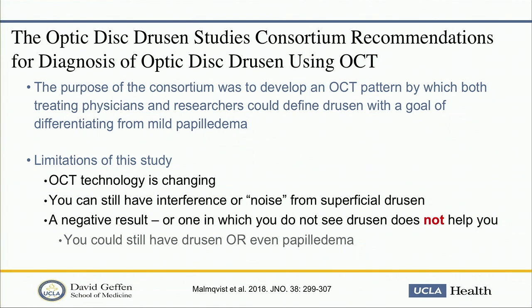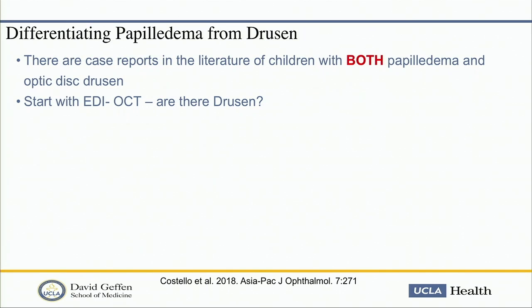So when we look at the consortium recommendations for diagnosis of optic disc drusen, it tells you that OCT technology is changing. As it changes, it's getting better, but you can still have some interference or noise from superficial drusen. And most importantly, a negative result, one in which you don't see drusen, doesn't help you. You can still have drusen. You could still have papilledema, and that's really the question here. There are case reports in the literature of children with both papilledema and optic disc drusen. You don't want to be the one that says this child has drusen when they have drusen and papilledema.